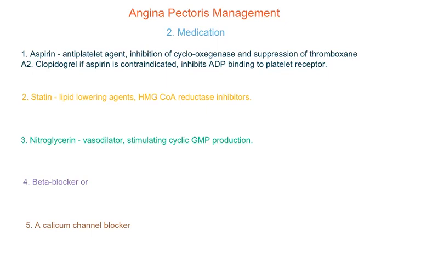All patients with angina should be on the following drugs unless they are contraindicated. The first is aspirin. As we discussed in the previous slide, aspirin is an antiplatelet agent, so it prevents platelet aggregation by inhibiting cyclooxygenase and suppression of thromboxane A2.